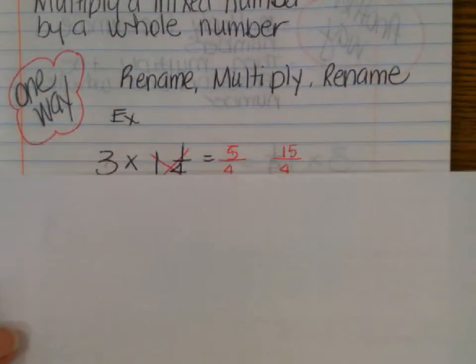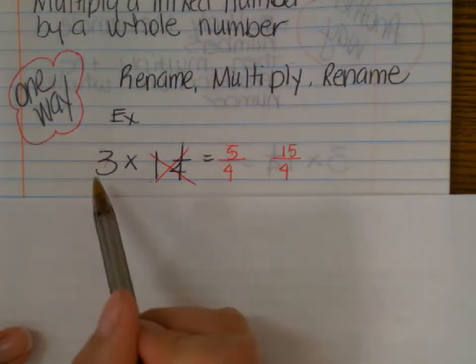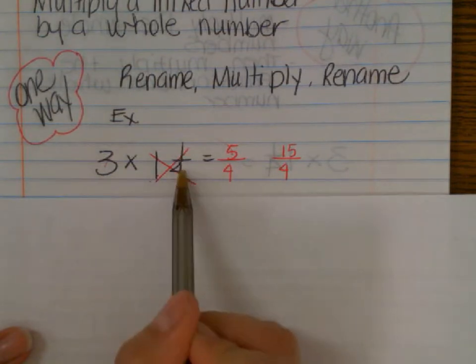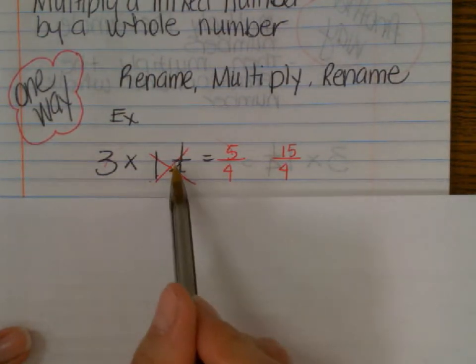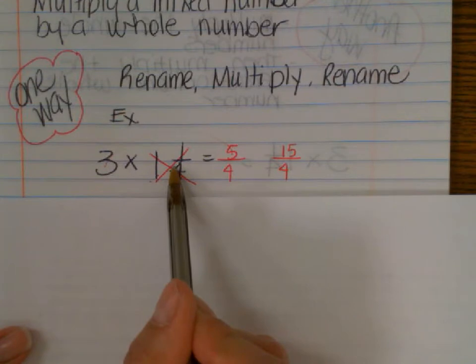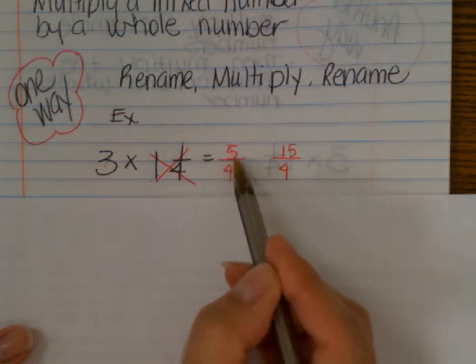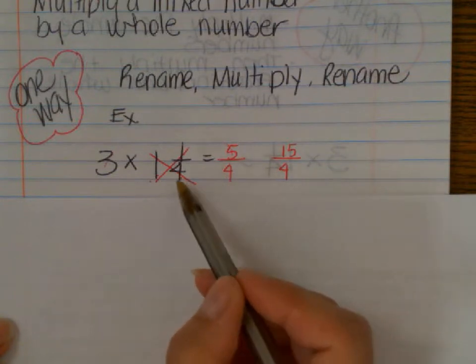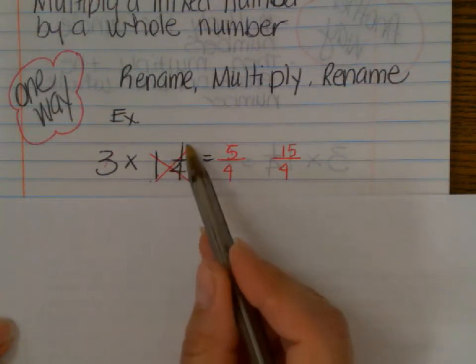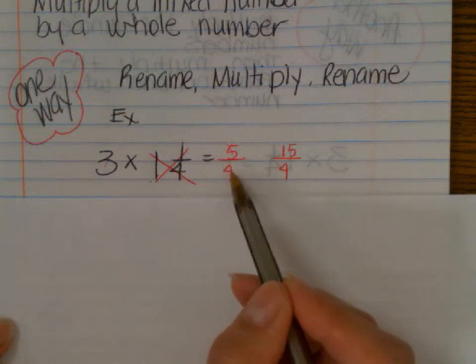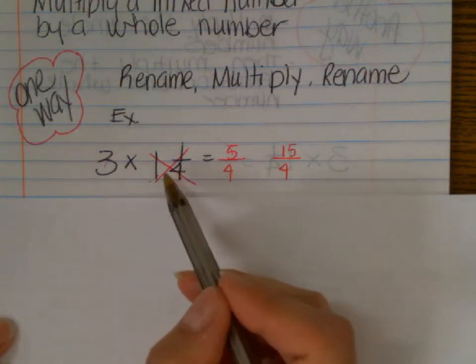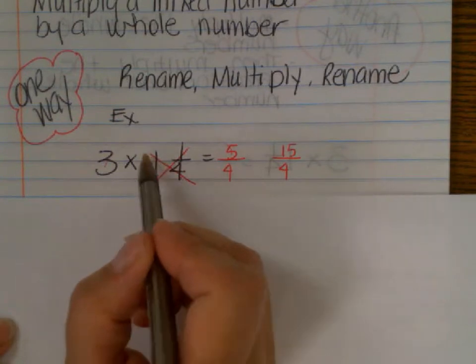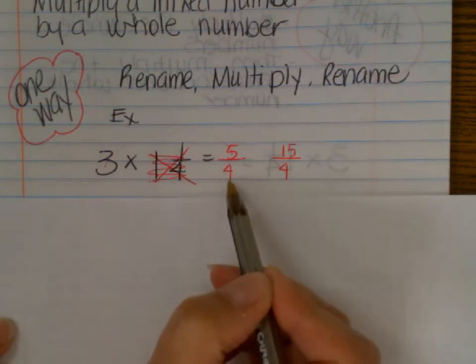So let's take a look at our first example. We've got 3 times 1 and 1/4. 1 and 1/4 is our mixed number, so we are going to get rid of that and rename it as a fraction greater than 1. 4 times 1 is 4, plus 1 is 5. Denominator stays the same. Then, I'm going to get rid of this. I don't need this anymore because I renamed it.